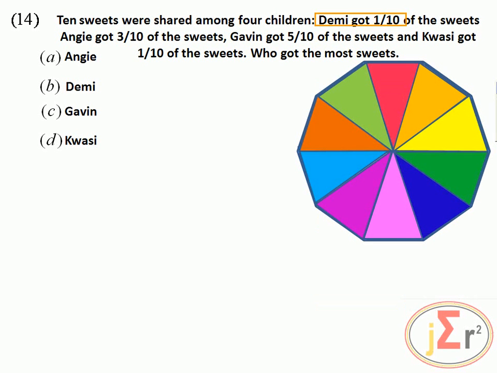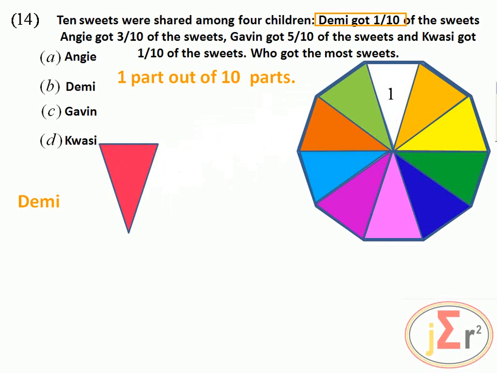Demi got 1/10. 1 part out of 10 parts. That is what 1/10 means. 1 part out of 10 equal parts. So Demi, you take your 1 part.